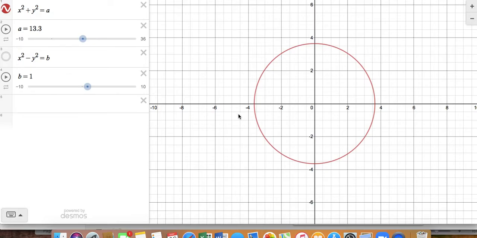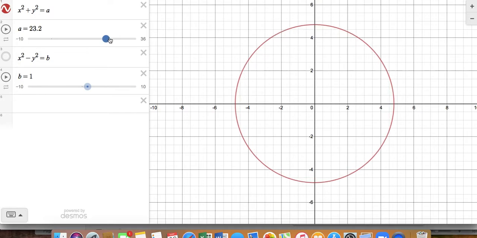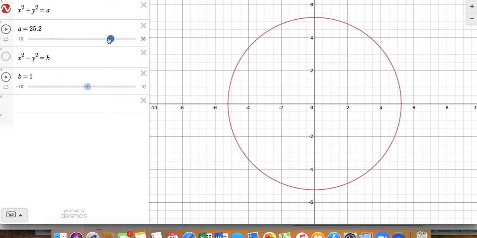So looking at the circle equation, x squared plus y squared equals a squared. I changed it to a just so I can show you what happens when it goes negative. So a being 16 gives me a radius of 4 circle. And as I increase it, a is just going to make the circle bigger and make it smaller.